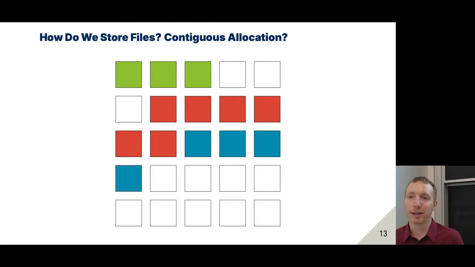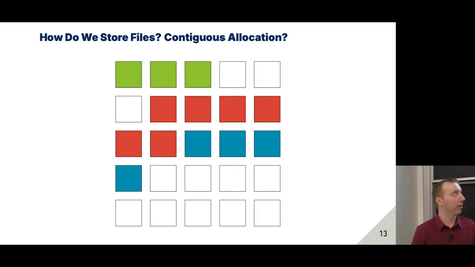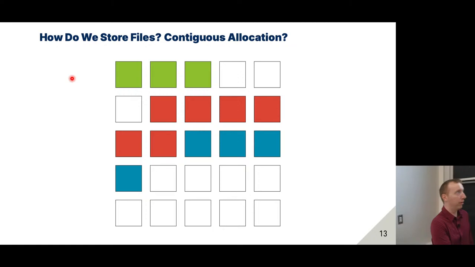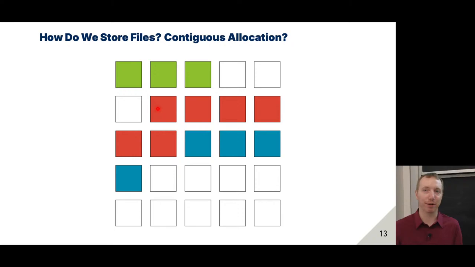Yeah, where it starts and how big it is, essentially, right? So that could be how we represent a file. So assume this is our disk, and our disk is divided up into blocks. Well, we could just describe file green. File green could say it starts at block 0, and then it's 3 blocks big. This red file starts at block 6, and it's 6 blocks big. That could be how our file system works.